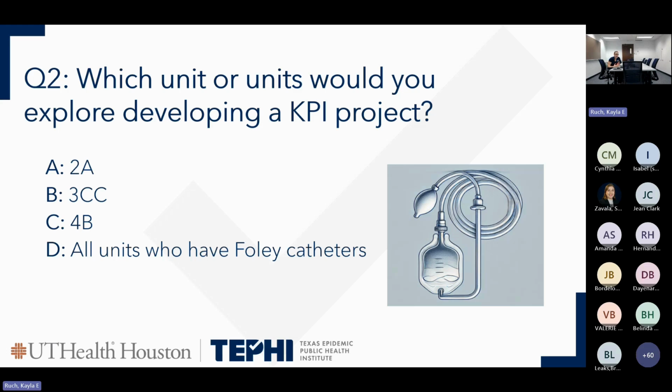When we're looking at this issue, what unit or units would we then develop a KPI project for? Is it a unit specific thing, or since this trend is throughout the organization and there is an organizational problem, do we include everybody? So do we look at specifically 2A, 3CC, 4B, or all the units who have a Foley, which makes them at risk of catheter-associated infection? And feel free to put your answer in the chat.